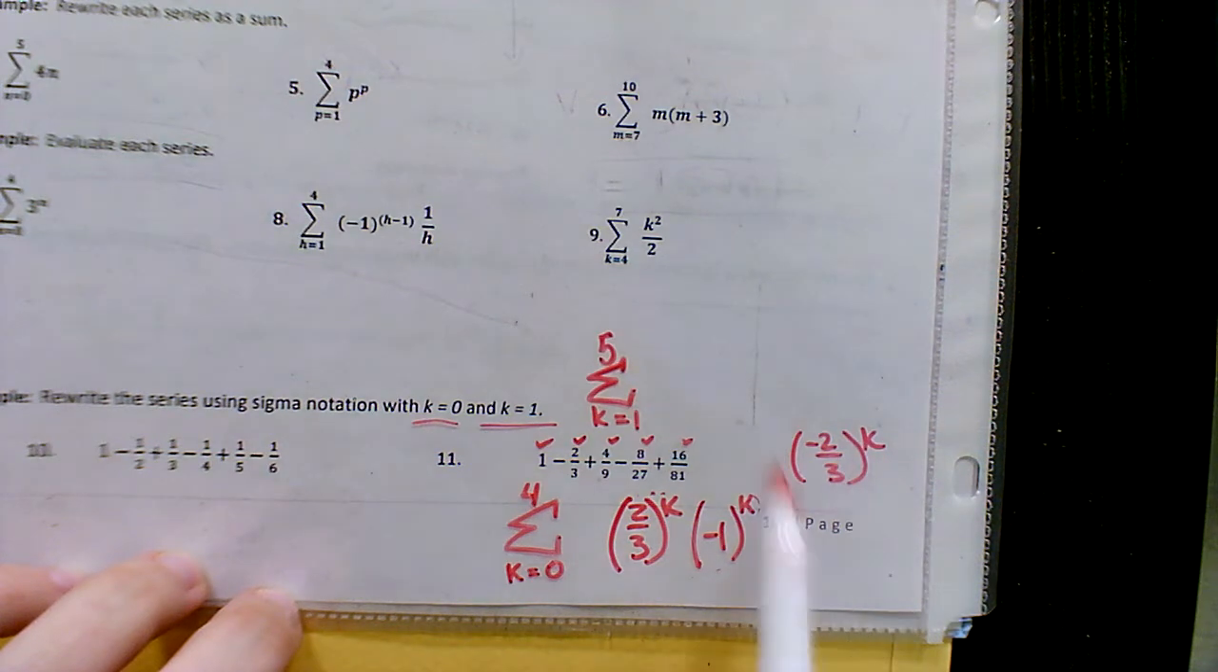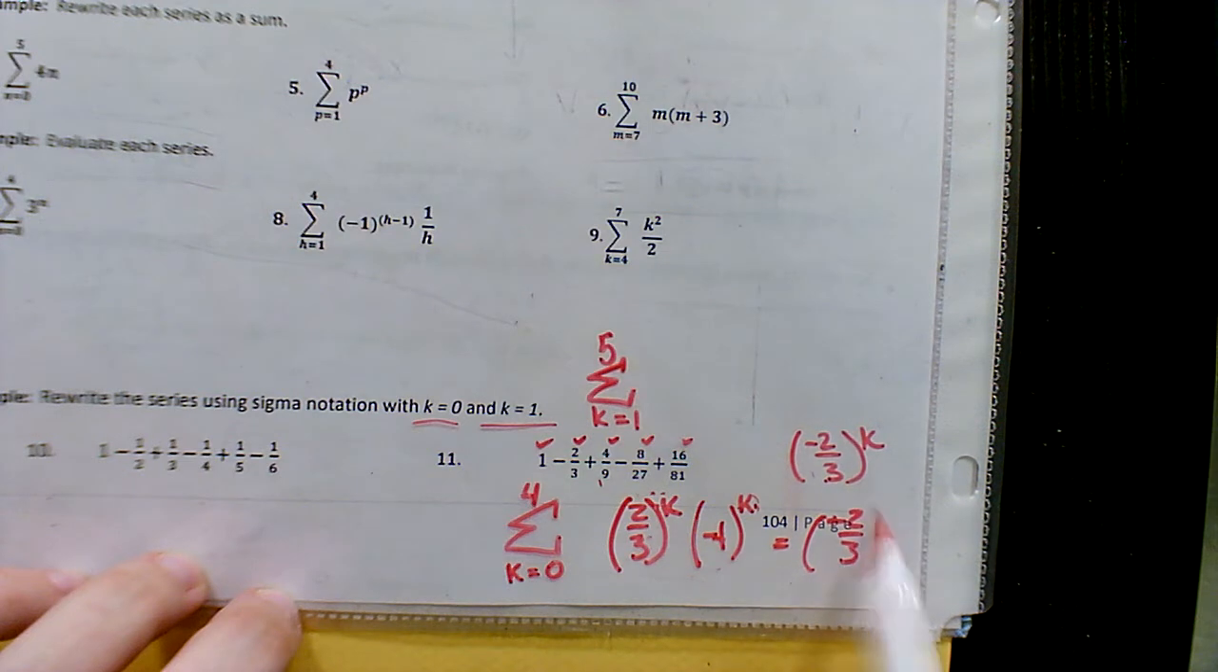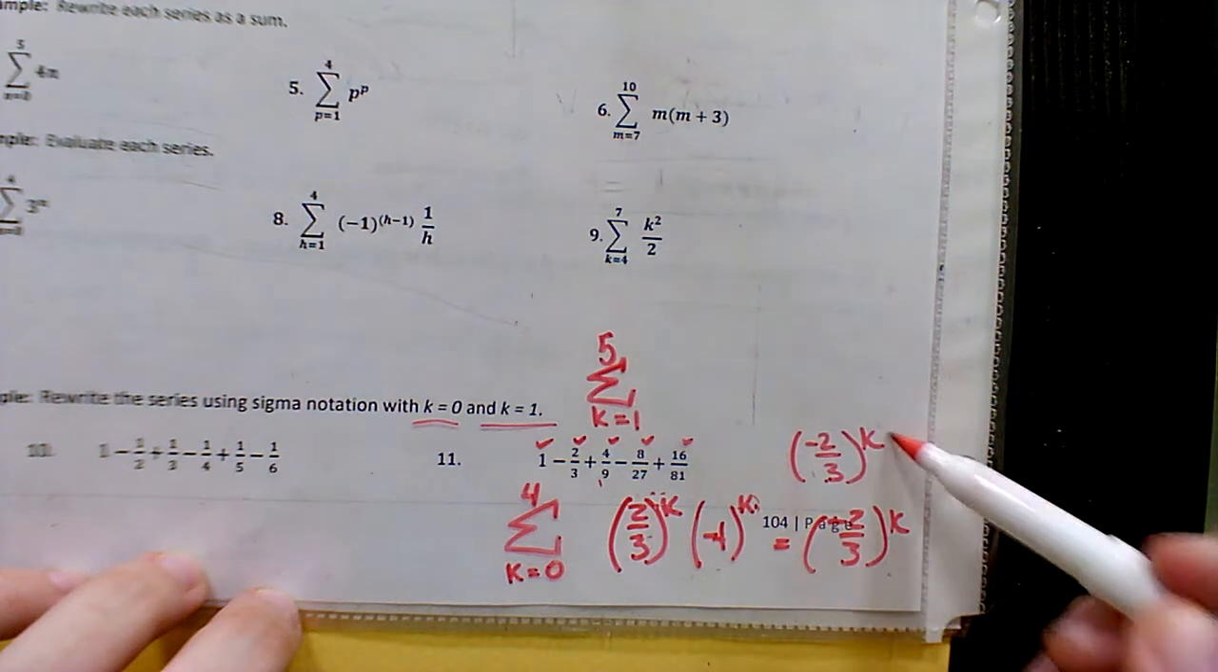If we plug in 0, we get 1. If we plug in 1, negative 2/3. If we plug in 2, we'd have to square this and square that, so this would end up being positive, right? Looks like it's going to check out. So since these are being raised to the same power, it looks like we should be able to multiply these together to get negative 2/3 to the k, if you want to write it that way.